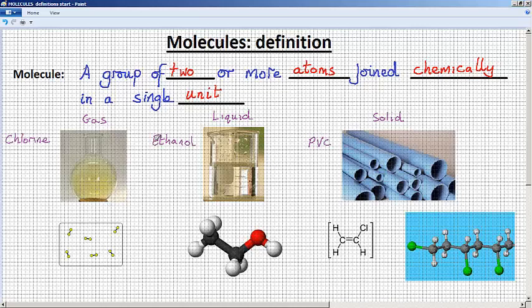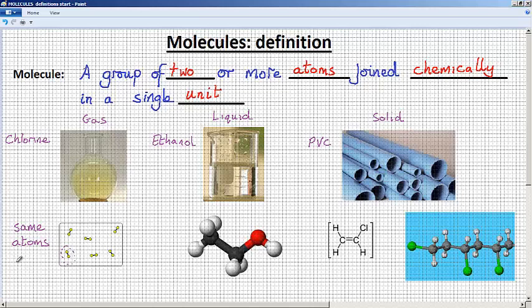And the next thing we're going to say is that molecules can be made from the same atom, for example, as in the case of chlorine here, or they can be made from different atoms, as in the case of ethanol and PVC and water and many other different types of molecules. Now, chlorine we call a diatomic molecule. That's to say it's two atoms of chlorine joined together as a pair.